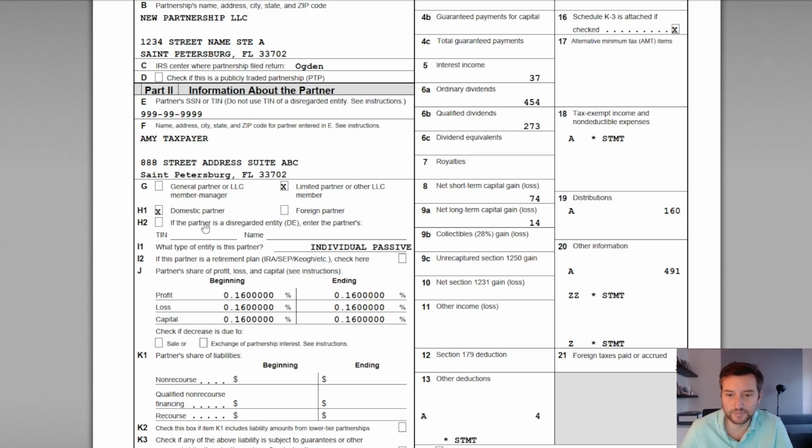Now in the H1, we've got a domestic partner indicating that she's a U.S. person. So she's a U.S. citizen, lives and works in the U.S., a U.S. resident for federal tax purposes. If you have a partner that is not a U.S. person, you may see an indication that they are a foreign partner rather than a domestic one.